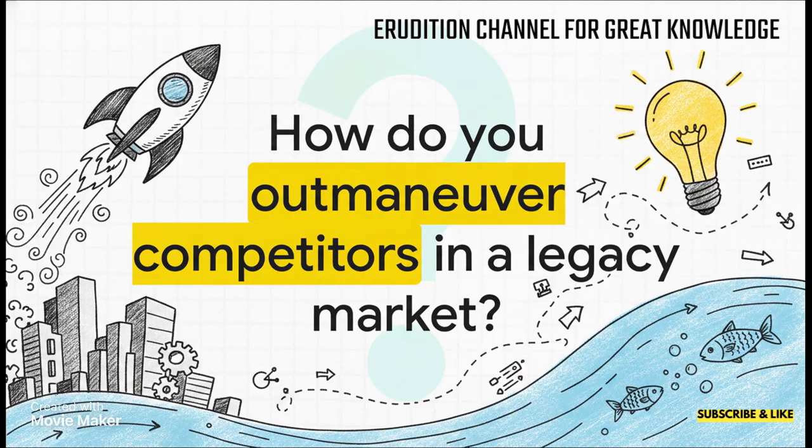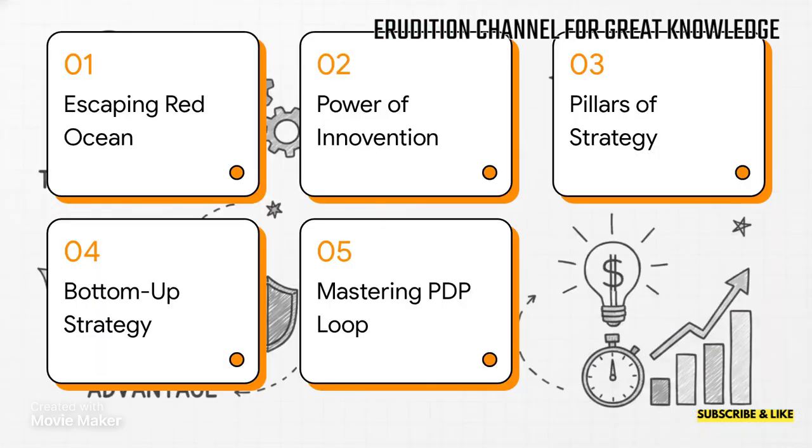And why does this matter? Because whether you're a scrappy startup or a century-old institution, finding that blue ocean is absolutely crucial for your long-term growth and prosperity. Here is our roadmap for today's explainer. 1. Escaping the red ocean. 2. The power of invention. 3. 4 pillars of strategy. 4. Bottom-up strategy emergence. And 5. Mastering the PDP loop. Let's get right to it.